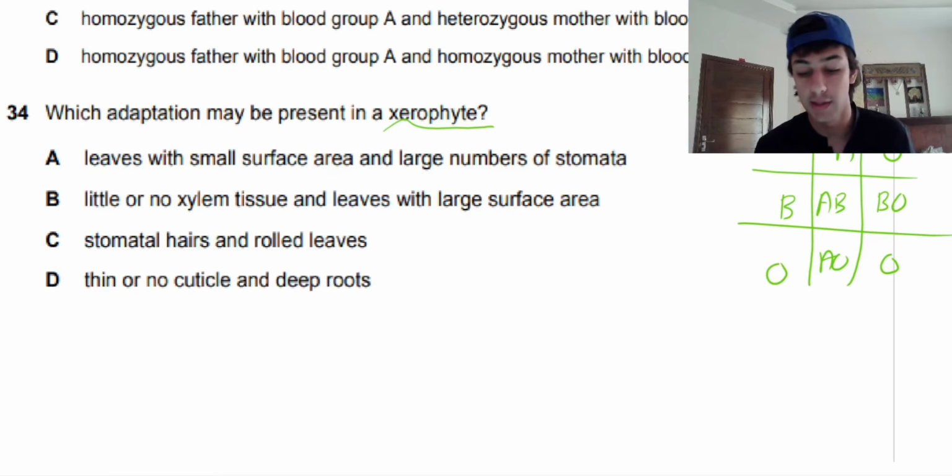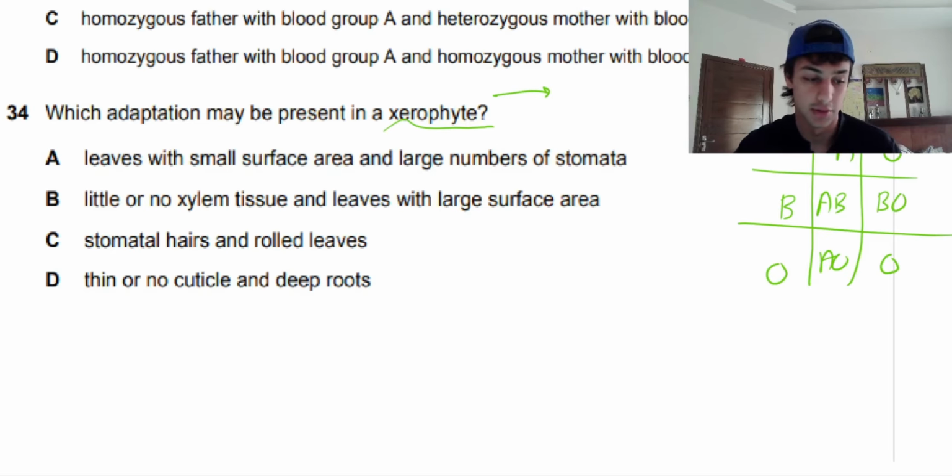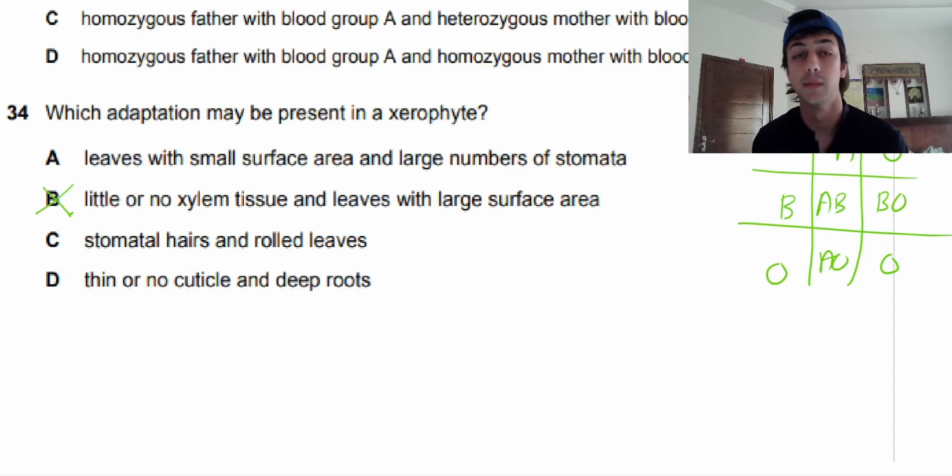Next up we have which adaptation may be present in a xerophyte. Xerophytes क्या होते हैं? These are basically plants which are adapted to living in dry conditions, जैसे cactus हो गया, or like the plants in the deserts basically. ठीक है. तो क्या होता है कि हमारे पास इसकी क्या adaptations हो सकते हैं? Let's go over these. Little or no xylem tissue and leaves with large surface area. This is not correct because we want the surface area to be as less as possible ताकि हमारे पास transpiration जो है ना that's minimized.